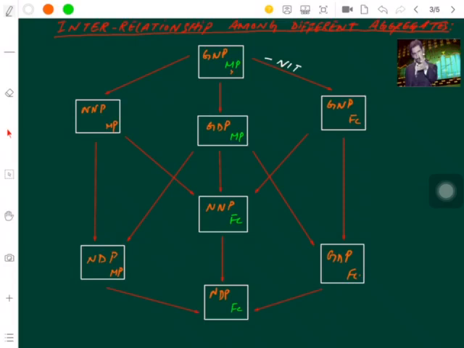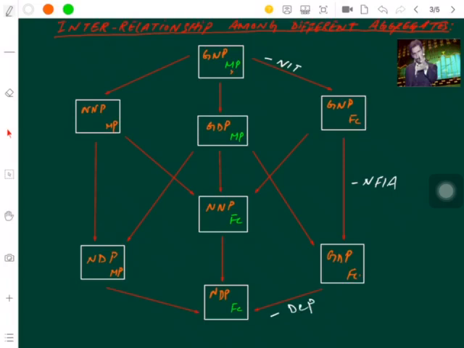Likewise, from GNP FC to GDP FC, these are both at factor cost, gross, and net and domestic. The difference lies here. So we have to make the difference between national and domestic. National to domestic. So there is a difference of NFIA. Likewise, from GDP FC to NDP FC, gross and net, gross and net is differentiated by depreciation.